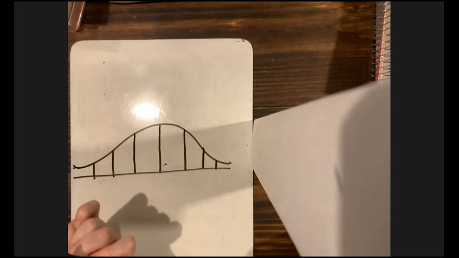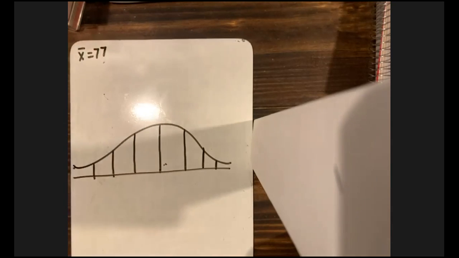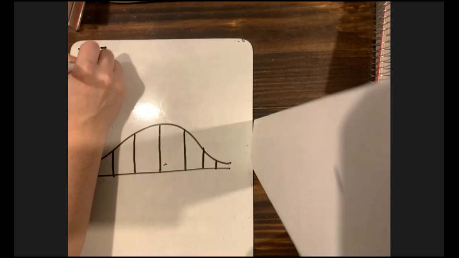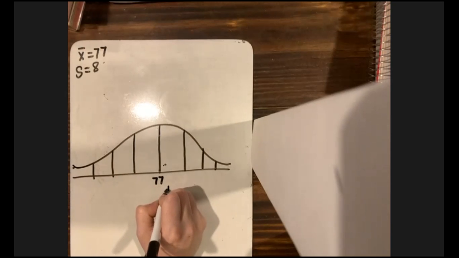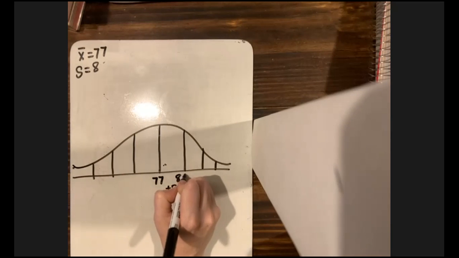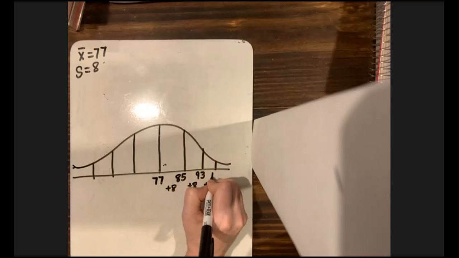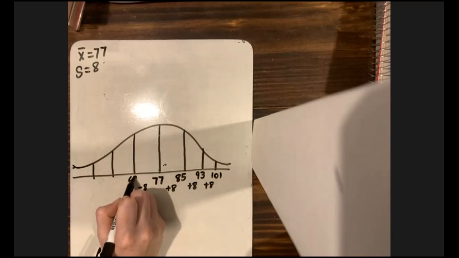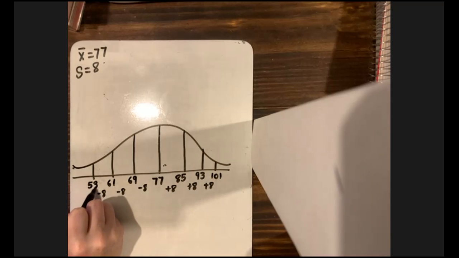Now, what they tell us on number 3 is that the mean is 77, and we have a standard deviation, and we're going to use S here for this one, of 8. So right here in the middle, we're going to put 77, and then we're going to add 8, and that puts me at 85. Again, I add 8, and that puts me at 93, and I add 8, and that puts me at 101. Now, coming this way, I'm going to subtract 8. That puts me at 69. Subtract 8, I'll be at 61. Subtract 8, and I'll be at 53. So I have my setup here.